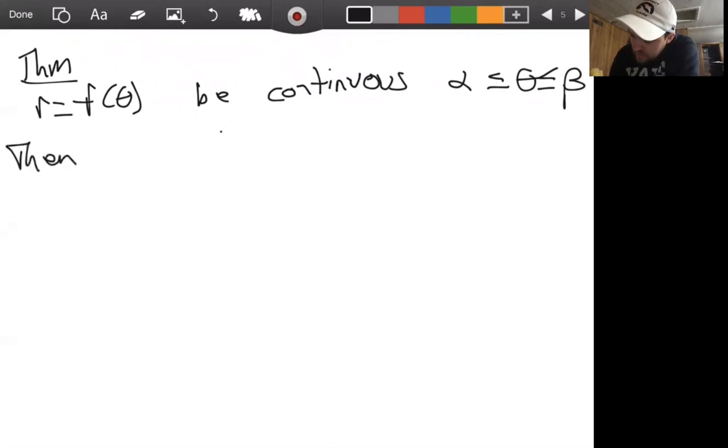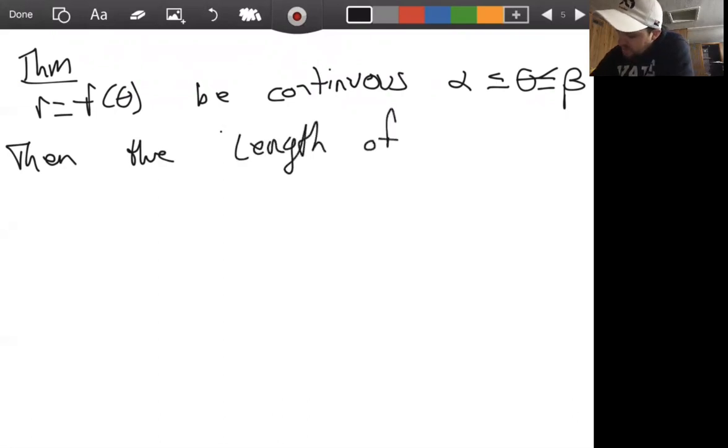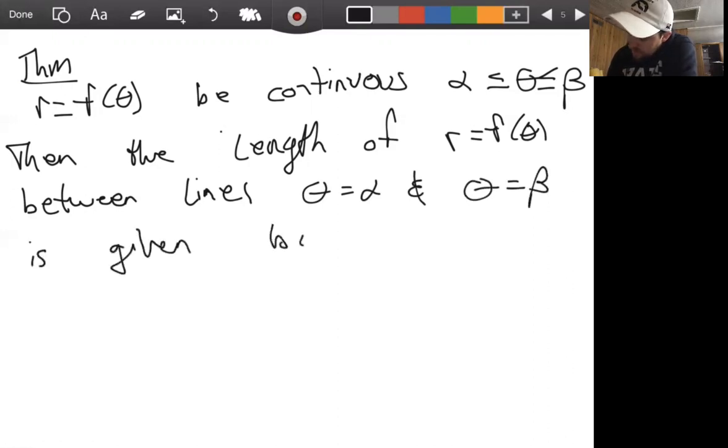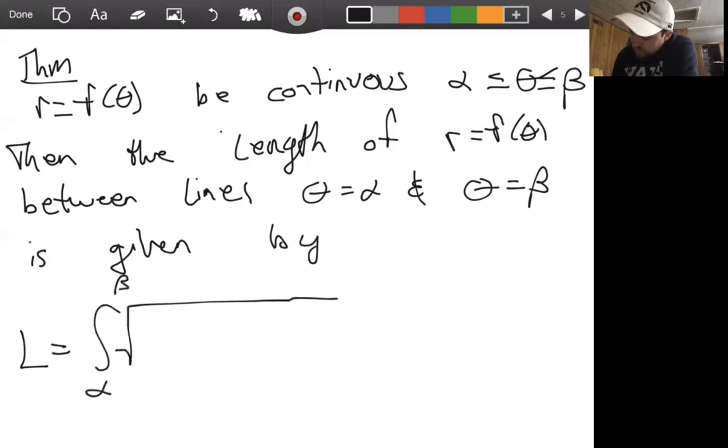Then the length of our curve, r equals f of theta, between the lines theta equals alpha and theta equals beta, is given by what we just derived. Its arc length is the integral from alpha to beta of the square root of f prime of theta squared plus f of theta squared d theta.